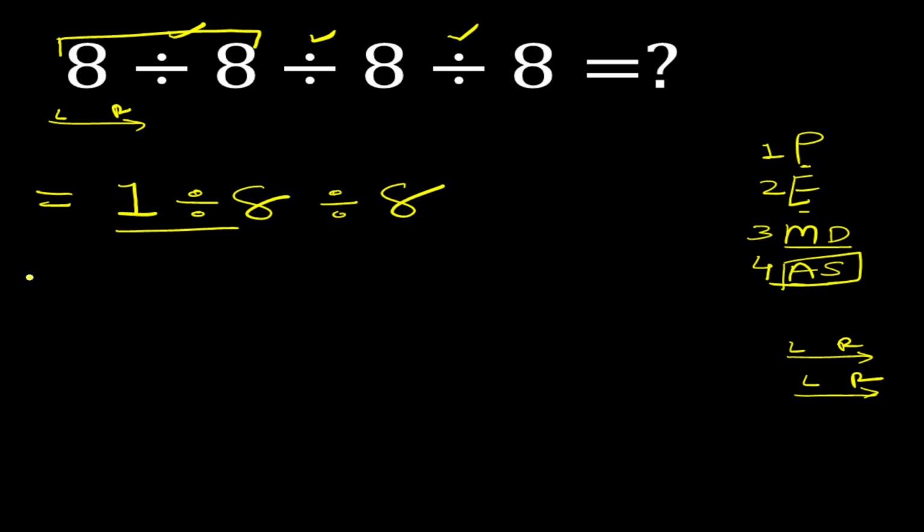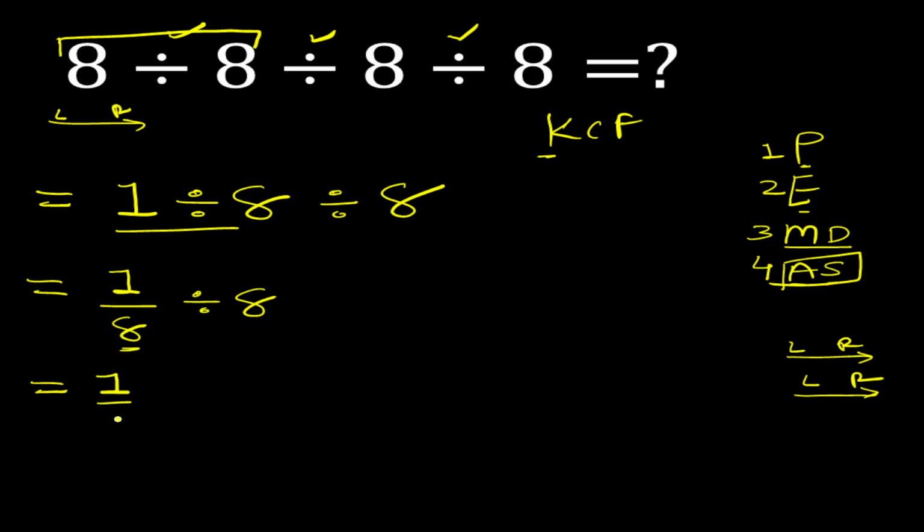Now 1 divided by 8 can be written as 1 upon 8 divided by 8. So now according to the KCF rule, K means keep this first fraction as it is, same, 1 divided by 8. Then C means change this sign from division to multiplication. And F means flip the second fraction, 8 is equal to 1 divided by 8.